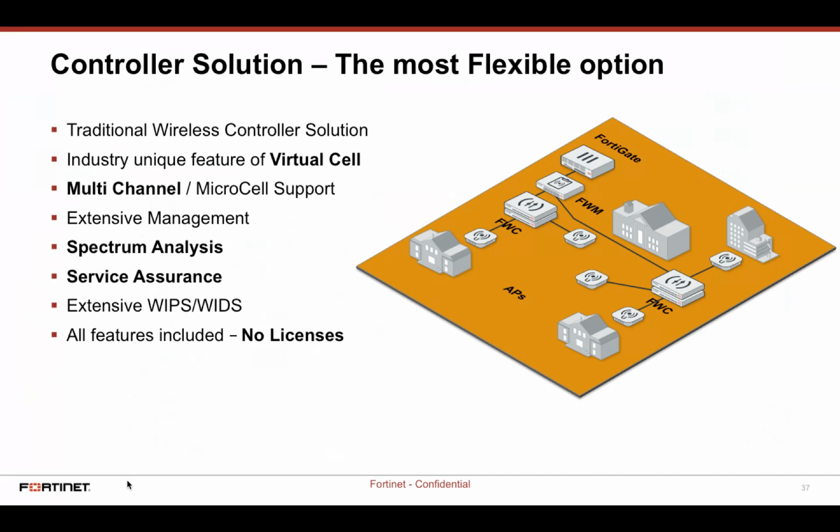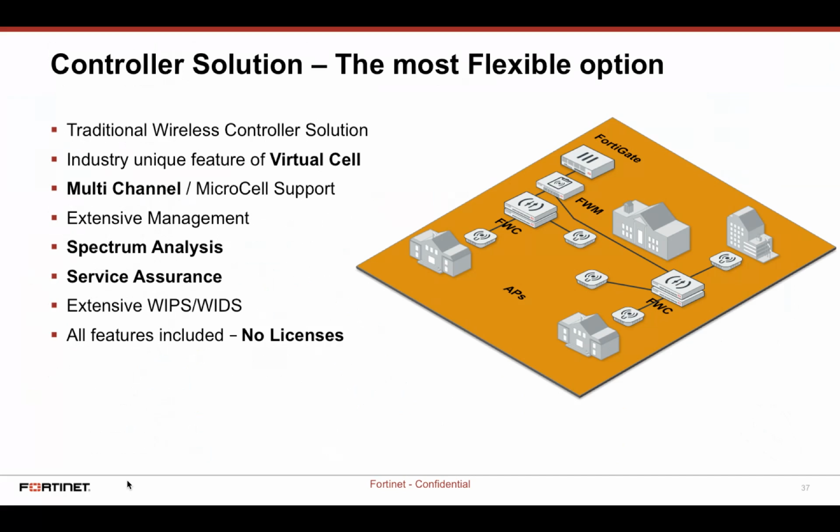As I mentioned, it's a traditional wireless LAN controller, a typical deployment where you have a centralized wireless LAN controller. In a distributed architecture where you have multiple sites, you are managing all the controllers from a wireless LAN manager. So it's a single pane of management, managing your wireless access points and wireless controllers from a centralized location through Fortinet manager. This has some unique features or patented technology where you can have APs deployed in a virtual cell or single channel. Not only that, we also have similar deployment options where you can choose to go with multi-channel or microcell deployment.